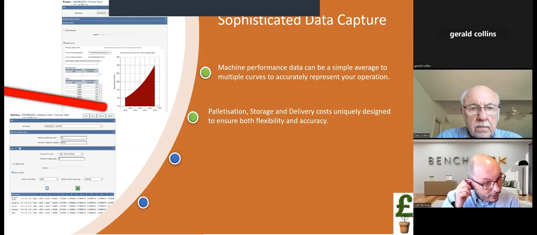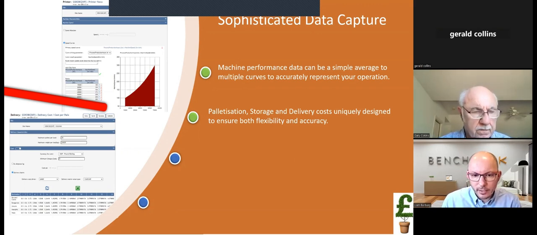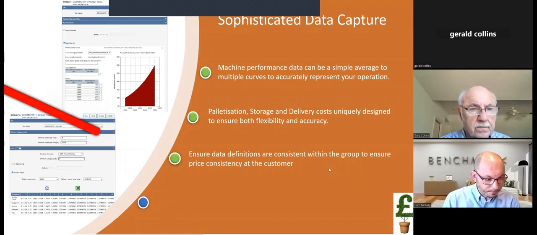Palletization, storage and delivery costs, uniquely designed to ensure both flexibility and accuracy. So with this side, there's a huge amount of mathematical logic that goes in around pack and supply chain generally, you know, the packaging, storage and delivery. Often this is a corner cut by industries. It's in some markets not a very big cost, so it's easy to not take it seriously. In other markets it can be very expensive. All I would say is try and get it down to a SKU level, try and get it down to a really good level of detail.